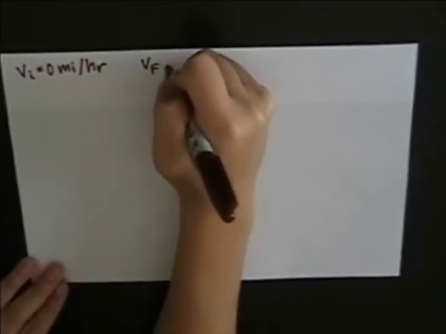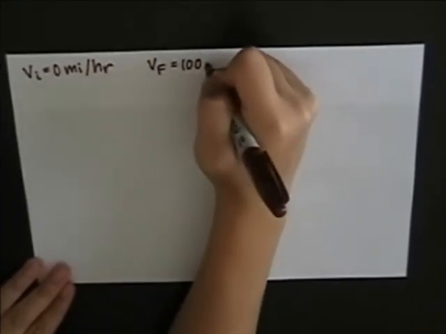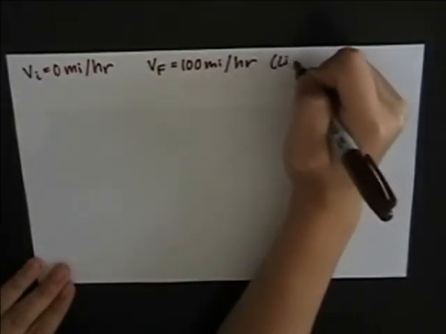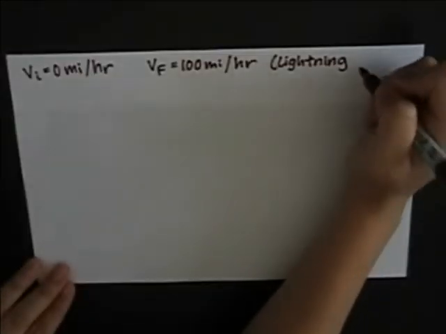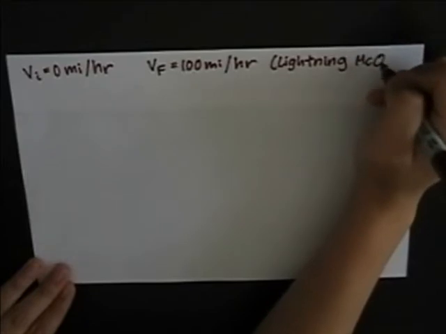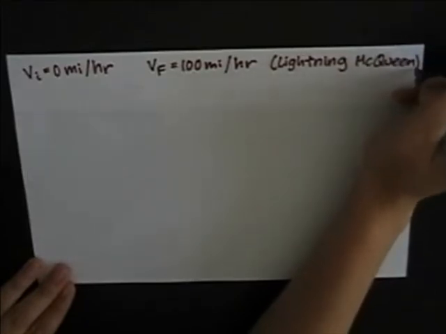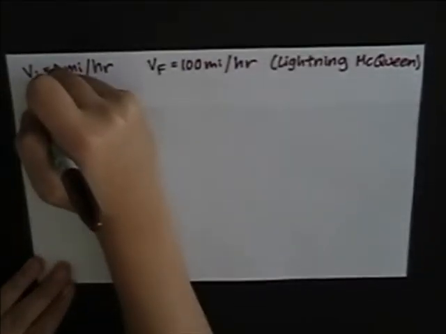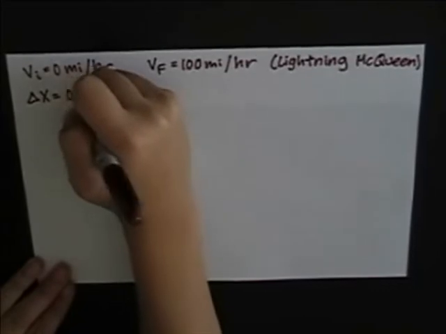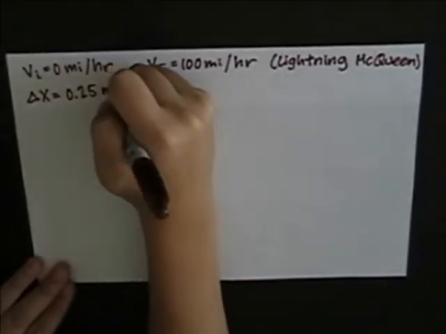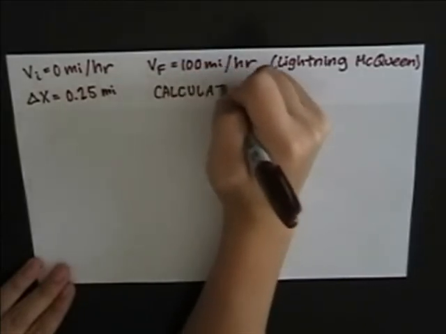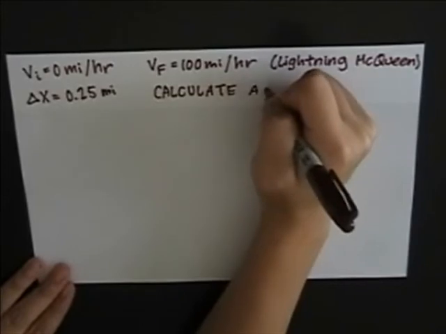In this problem, we will be looking at the motion of the red car, aka Lightning McQueen. Because the car started at rest, the V initial is 0 miles per hour. The V final is 100 miles per hour. The distance the car traveled, or delta x, was 0.25 miles. Now, we will calculate the acceleration of the car.